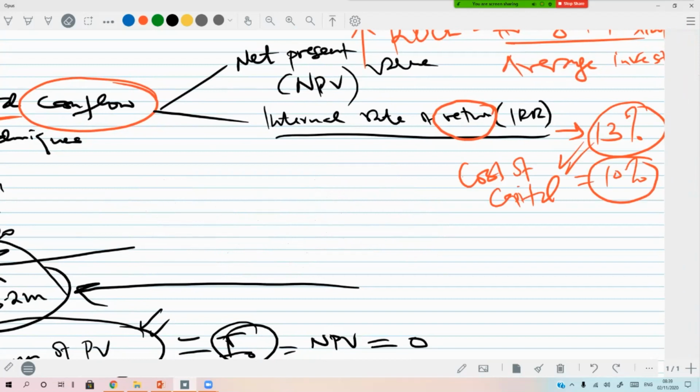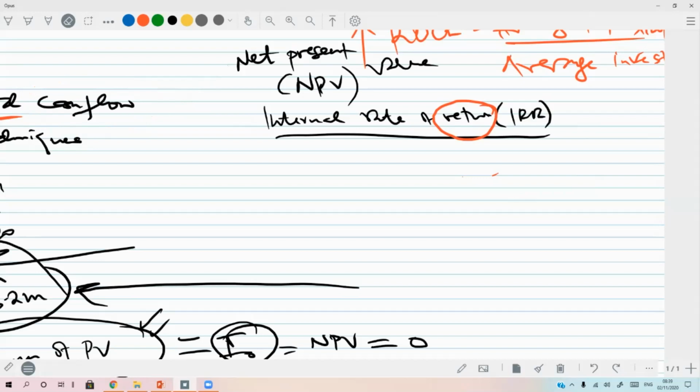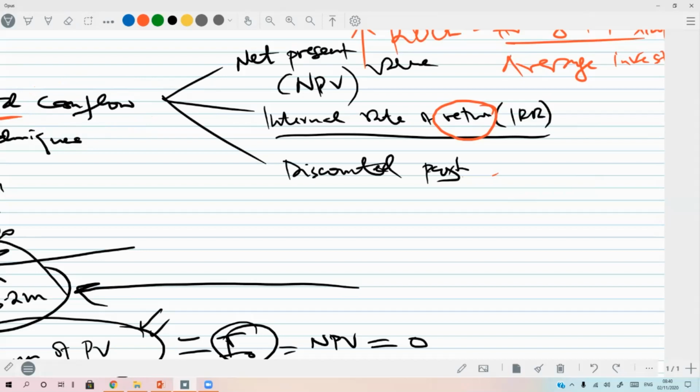The other method is called the use of the discounted payback period. The use of discounted payback period. Now in this case, the discounted payback period is simply how long does it take to recoup back the money?